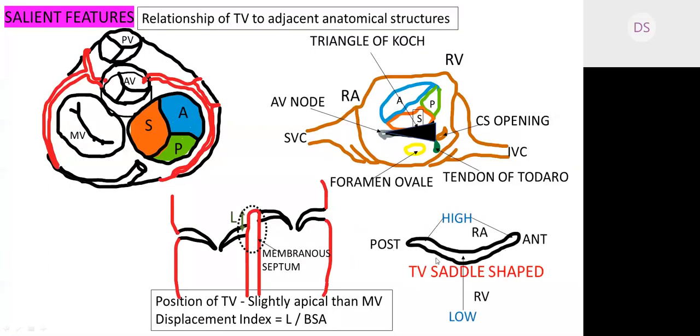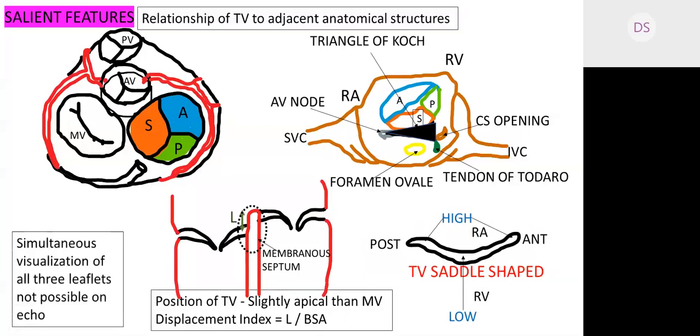Another interesting thing of the tricuspid valve is, if you see the tricuspid valve in a coronal section, this is anterior and this is posterior, the tricuspid valve is saddle shaped. That means the anterior and the posterior parts of the leaflet are superiorly situated compared to the body. So the tricuspid valve is saddle shaped, and because of its peculiar characteristic of being saddle shaped, normally we cannot see all three leaflets of the tricuspid valve in a single view. So this is important, that on echo to profile all three leaflets in the same view is difficult for us. And this makes the understanding of the tricuspid valve on echo a little more difficult compared to the mitral valve.